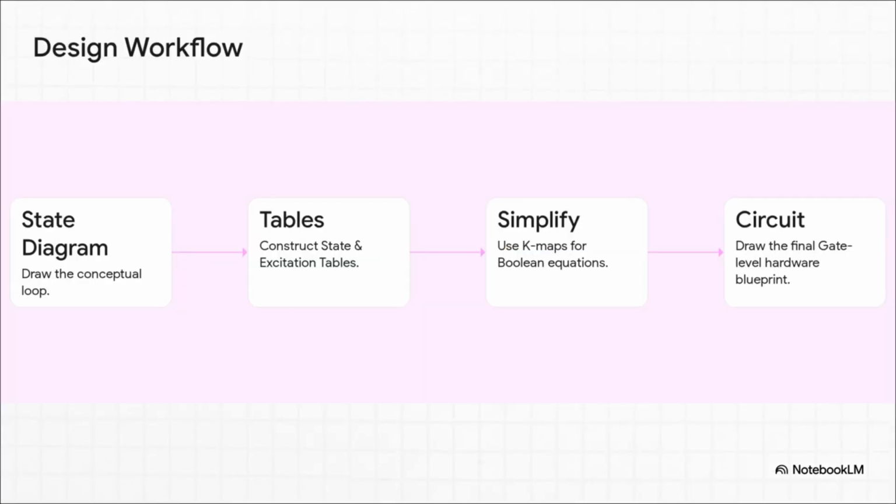You'll want to lock this exact 4-step workflow in. Draw the diagram, construct the tables, simplify using K-maps, and then draw the circuit. This is the golden rule. It's the exact algorithm you're going to use to solve literally any sequential design problem they throw at you.